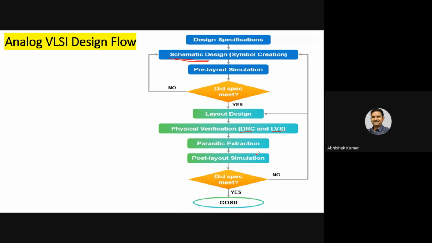Okay, so we're talking about DRC and LVS. DRC stands for design rule check, and LVS stands for layout versus schematic. DRC is a bundle of rules which go for distancing: whether the distance and area between two components is satisfactory or not.